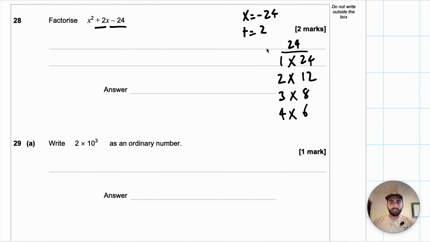So I need two numbers that multiply to give me a negative. So that means one of them will be a negative, and they need to add up to make 2. So I think here it would be a positive 6 and a negative 4. So 6 take away 4 gives me 2, and 6 times negative 4 gives me negative 24. Because it's quadratic, I'm going to have double brackets. So in the first bracket, I'll have x plus 6. Second bracket, I'll have x minus 4.